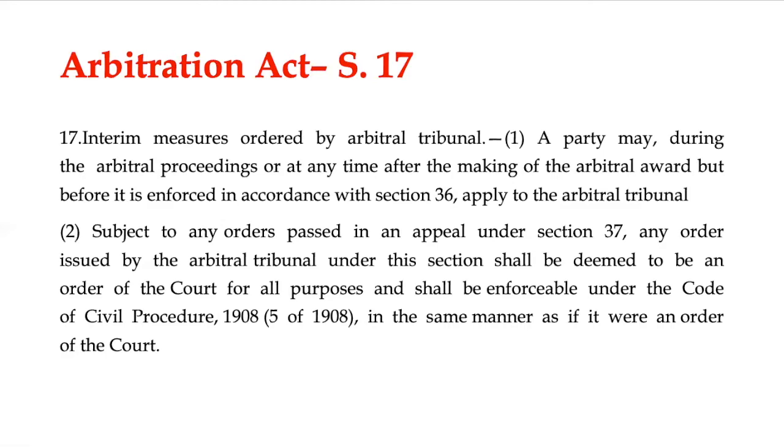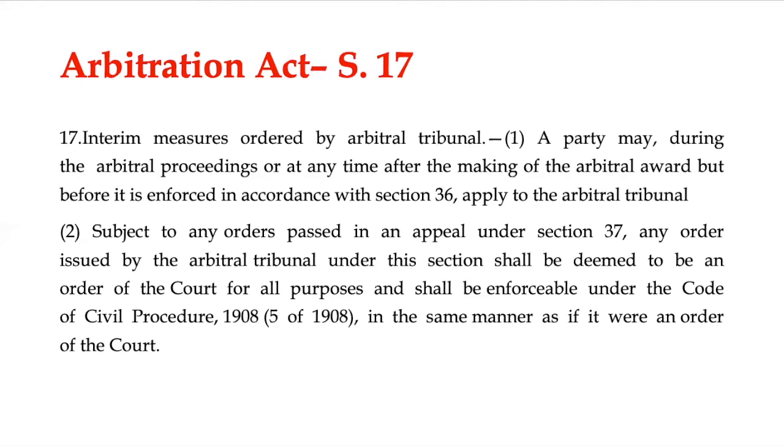Section 17 is related to interim measures by arbitral tribunals. If you would note, the emergency arbitrator's award was considered to be an interim measure. And it reads that a party may, during the arbitral proceedings, but before it is enforced in accordance with Section 36, apply to the arbitral tribunal to enforce the same. Subject to the orders passed under a different section, these orders will be considered to be enforceable under the Civil Procedure Code because they will be deemed to be an order of the court.